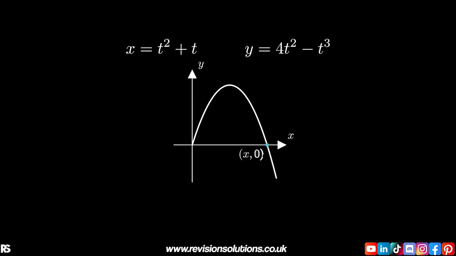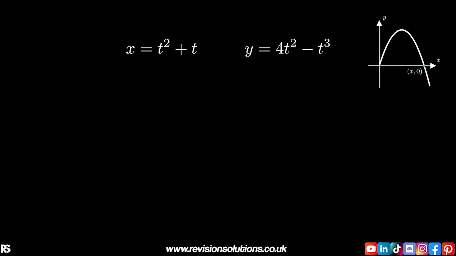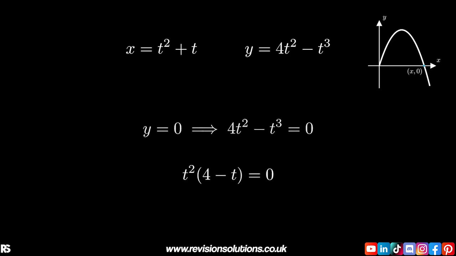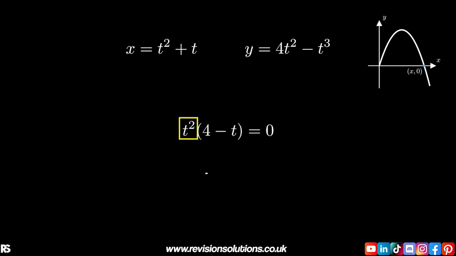First, we need to find the value of t that corresponds to where the curve intersects the positive x-axis. We can do this by setting y equal to 0 and solving for t. Factorize the quadratic. The factor of t squared gives us a solution of 0, and the factor of 4 minus t gives us another solution of 4.